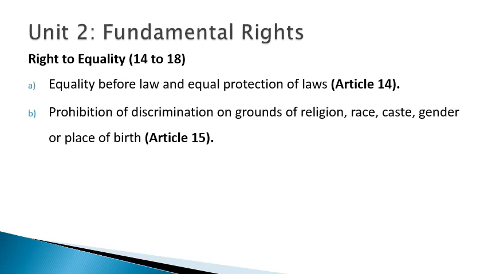And the third one is that the state is empowered to make special provisions for the advancement of socially and educationally backward classes of citizens or for the scheduled castes or scheduled tribes regarding their admissions to educational institutes, including private educational institutes, whether aided or unaided by the state, except the minority educational institutions. So this is Article 15.